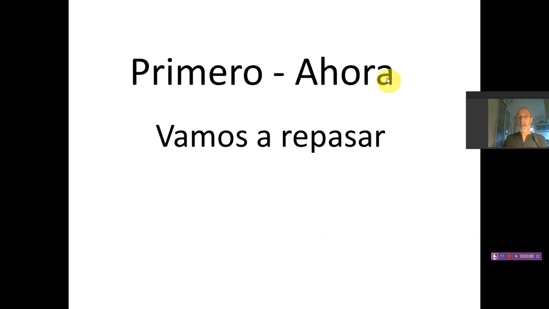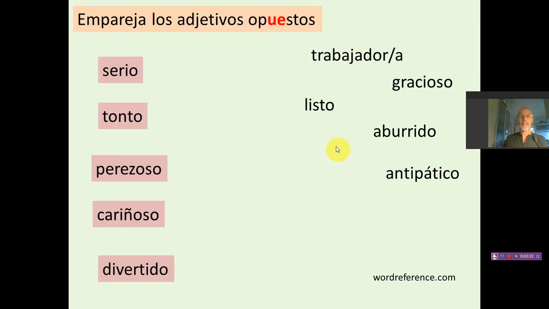primero, ahora, so primero is first or firstly, ahora, now, vamos a repasar, we are going to repasar, revise un poquito. So, empareja los adjetivos opuestos.